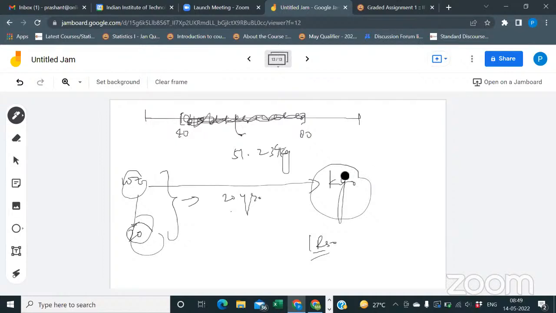You have to measure the height in meters or centimeters or inches, and it can take any values. First thing you have to keep in your mind.